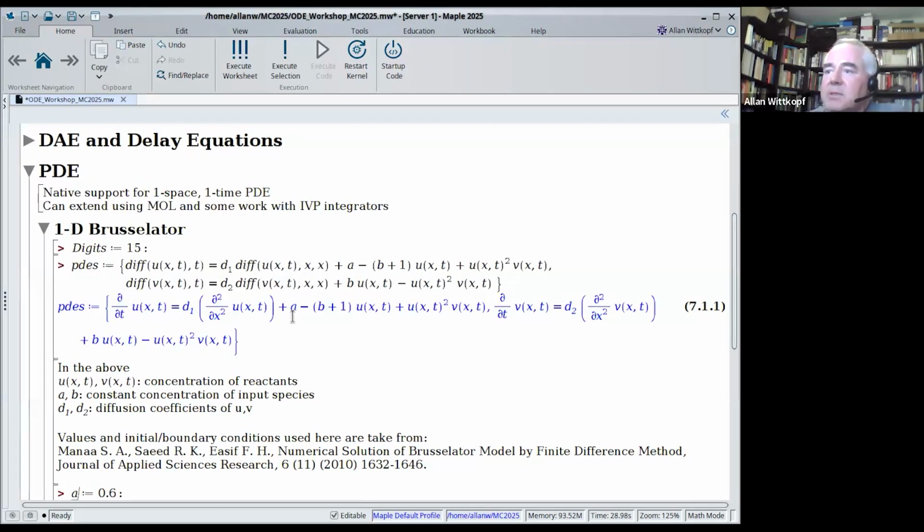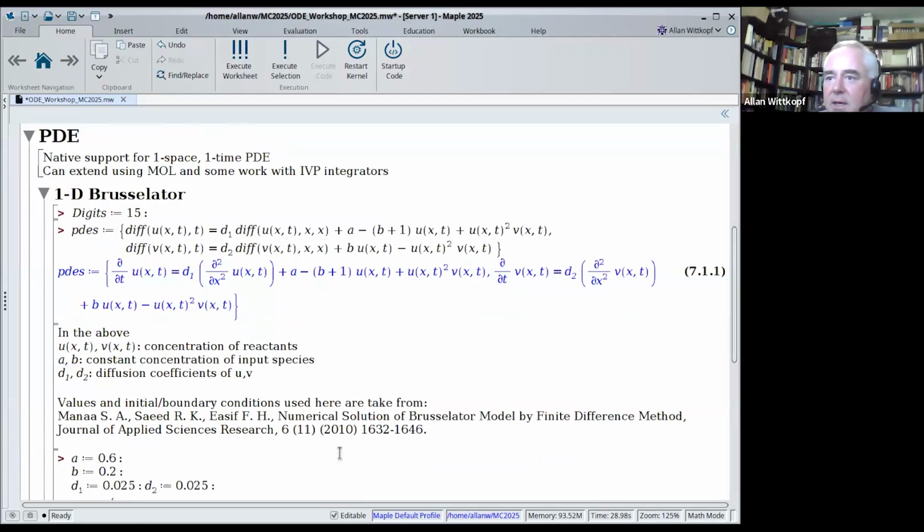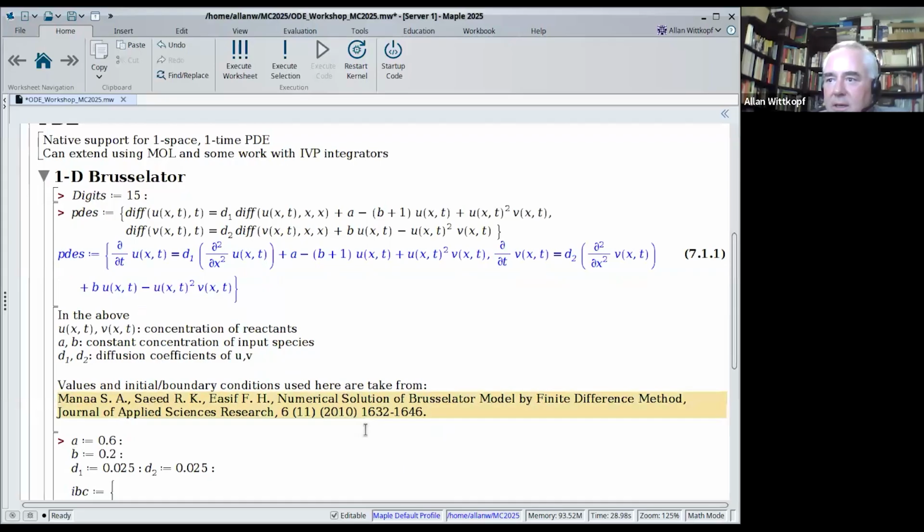And so I just represent our PDE system. The concentrations of the two reactants are U of X and T, and V of X and T. The constant concentrations of the inputs are A and B, and we have two diffusion coefficients, D1 and D2, for U and V. Now I've taken the values in the initial conditions that I'm using in this example from this reference. You'll all have it handy in the versions of the worksheets you've downloaded if you want to check out the reference.